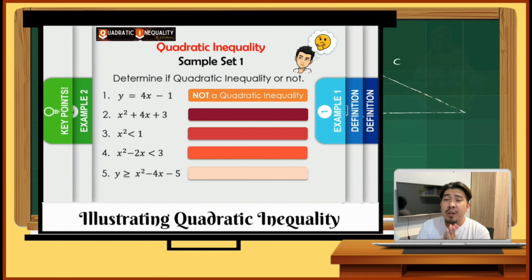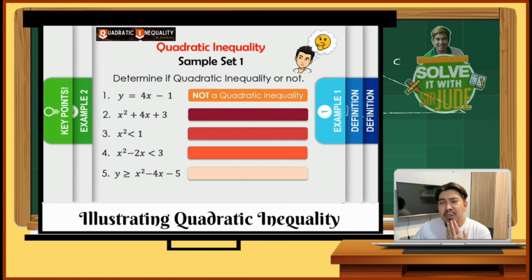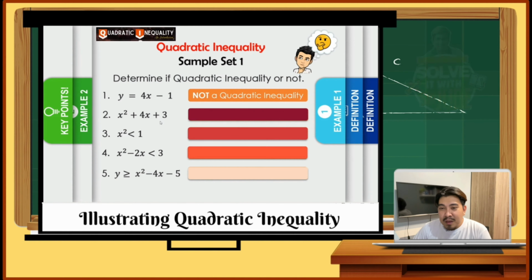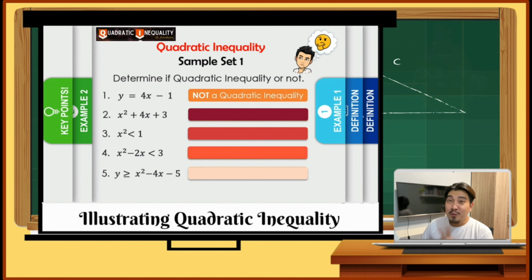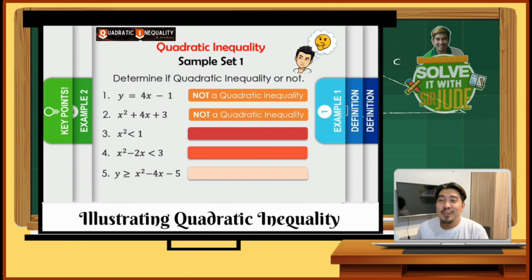So let us take a look at number 2. So for number 2, we are given with x squared plus 4x plus 3. Quadratic inequality kaya ito? Una, kailangan may quadratic term. Meron. The highest degree of this polynomial is 2. Take a look. We have here x squared. Pero, the second, meron ba siyang inequality symbol? Wala. So therefore, si number 2 ay not a quadratic inequality.